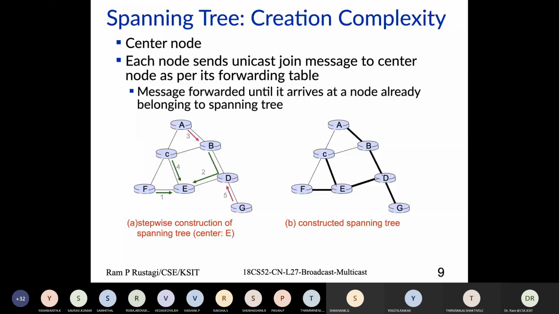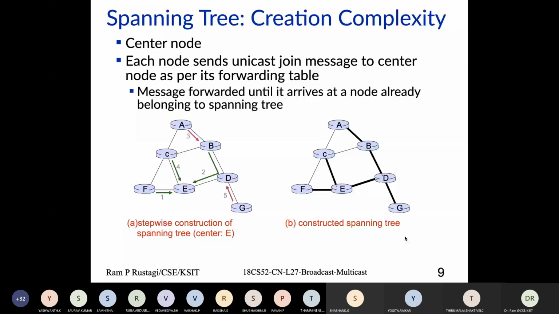then a node forwards a message only along the spanning tree edges to its neighbors. A node needs to know only the neighbors. D needs to know only E, G, and B, nothing else. A only needs to know B, and B sends messages only on the spanning tree edges. So there is no duplication. A node receives only one copy of the packet. There is no flooding. The only challenge is how do you build a spanning tree.